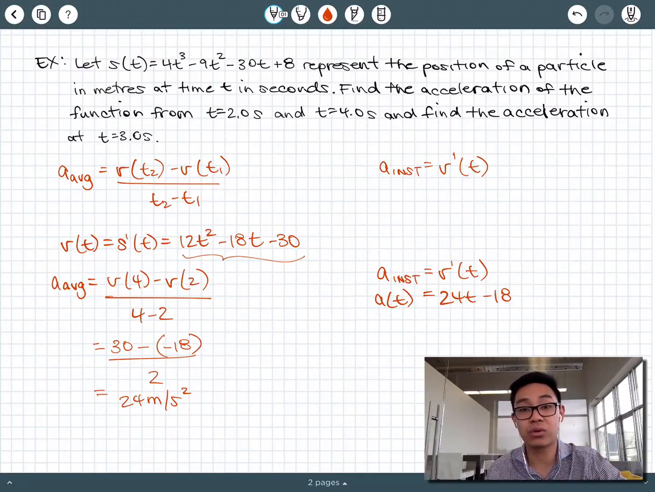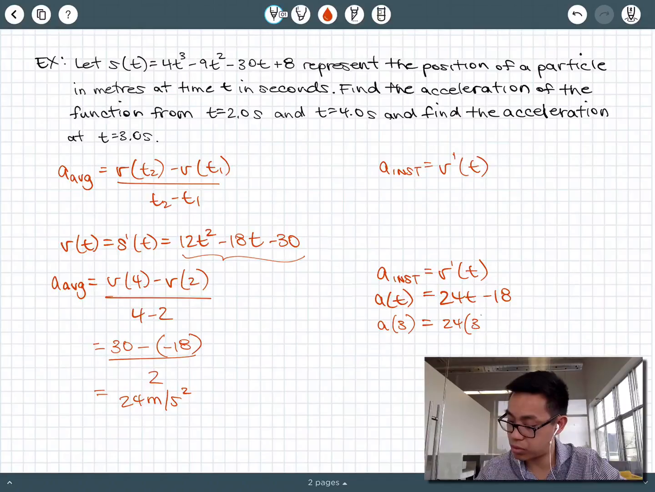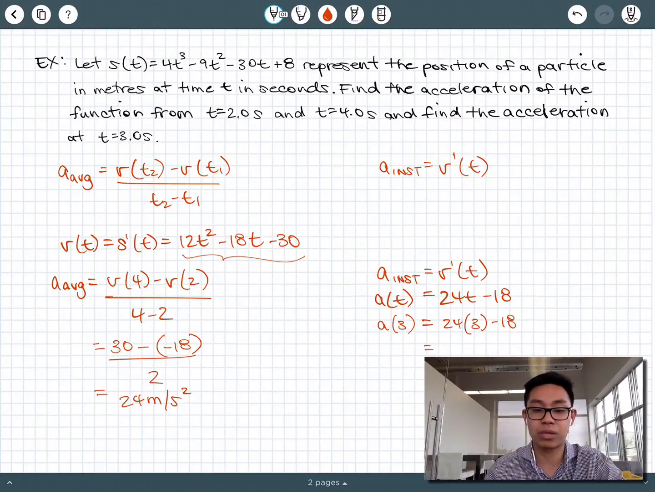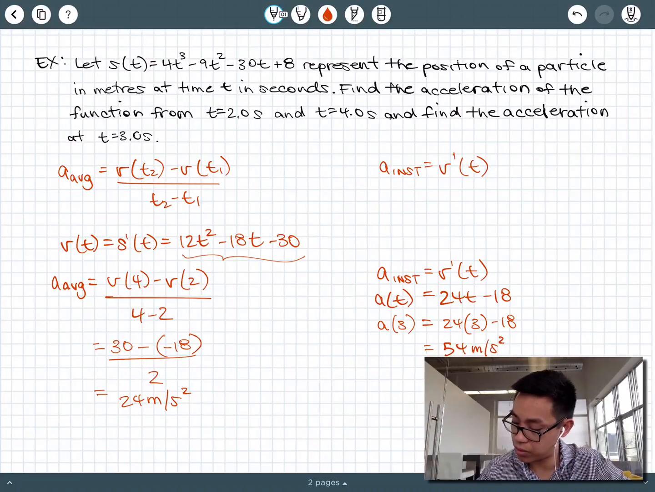And now we can go and sub that in. We can sub in 3 seconds. So A at 3 is equal to 24 times 3 minus 18. And then when you sub that in, you get 54 meters per second squared.